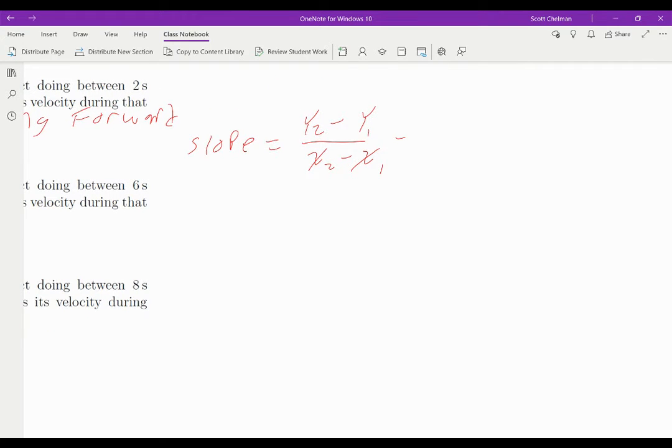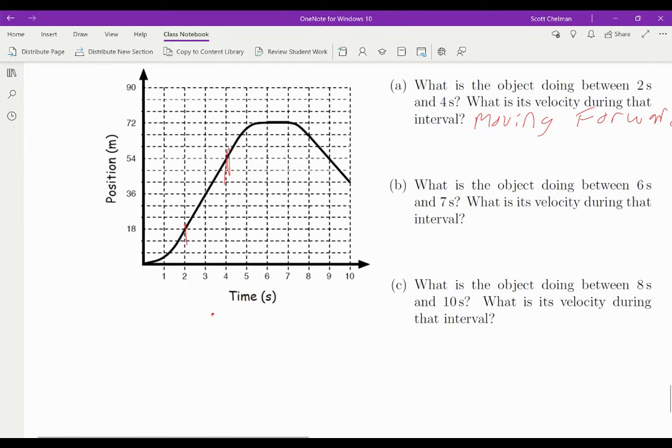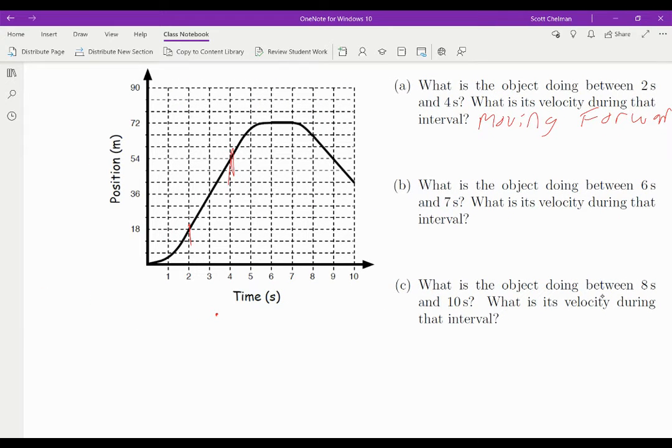All right, so at y2, so that y here, what's y at 4 seconds?